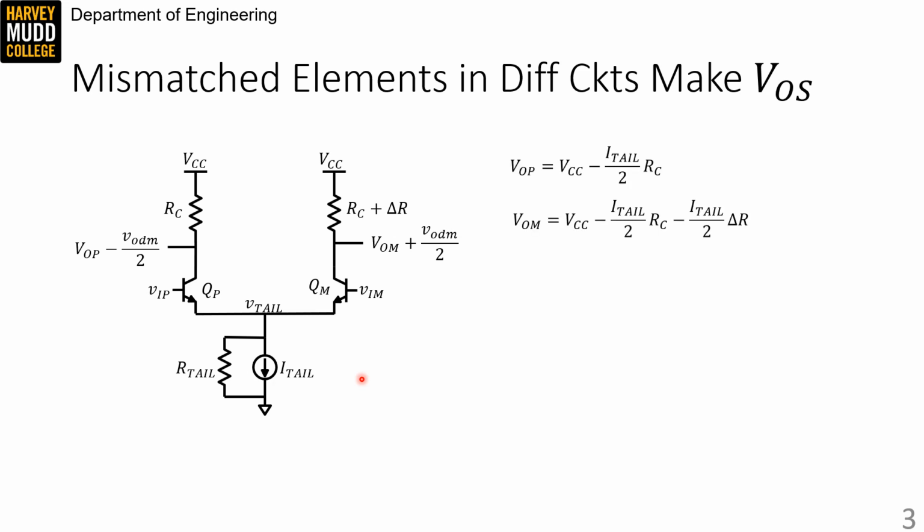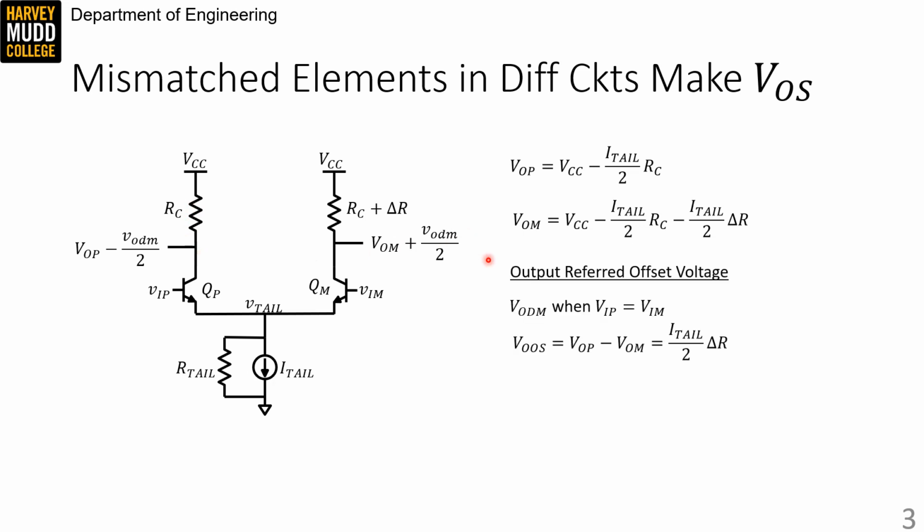Knowing that, it's easy to calculate the two output voltages. Each is below VCC by the resistance times I tail over 2. That means these two voltages are different from one another, which is new. During our half-circuit analysis, we assumed that the halves of the circuit were identical, so that the output voltages were both equal to the common mode output voltage.